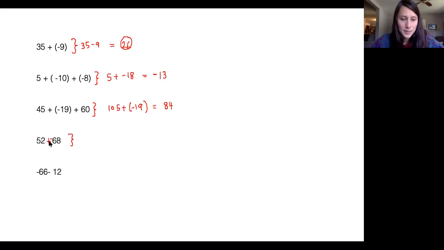Okay, so when I add the opposite, now I have 2 different signs here. I subtract, and I get 16 as my answer. And because 68 is greater, my answer is going to be the same sign as what 68 is, which is negative. Over here, I am going to add the opposite. And so I have negative 66 plus negative 12. When I add those together, I get negative 78. All right, how did you guys do?